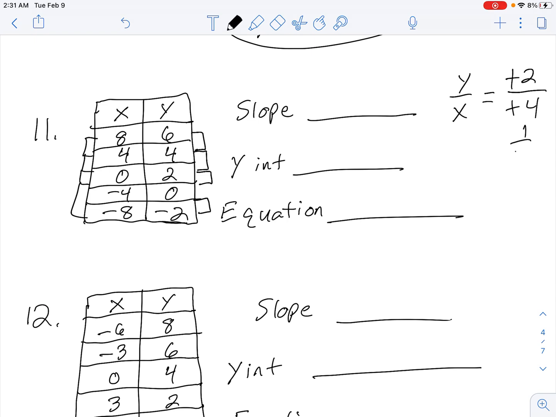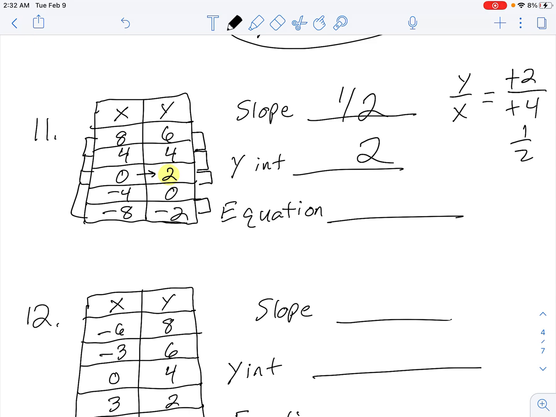Remember, negative over negative is a positive, and it reduces to 1/2. So your slope is 1/2. Now, y-intercept, okay? You have to find the y-intercept, so you find the 0 in the x column, and then the number across from it. So there's the 0 in the x column. So the y-intercept is going to be 2.